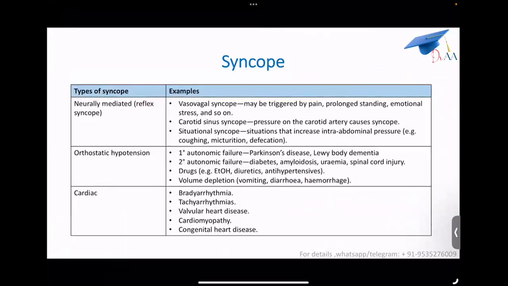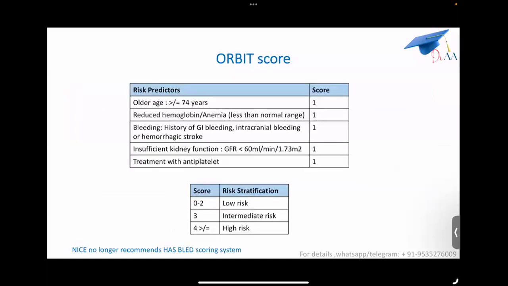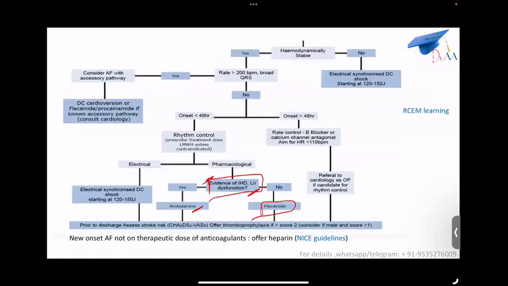Dr. Amin, I have one question. Yes, please. In which type can we use digoxin for AF? Digoxin is usually used in heart failure. Heart failure plus atrial fibrillation, we can use digoxin.